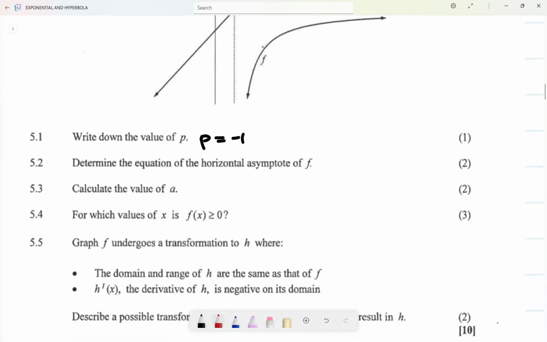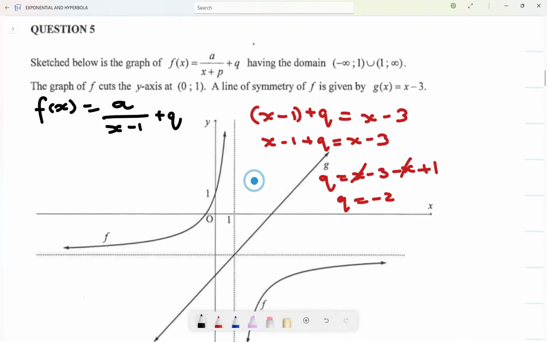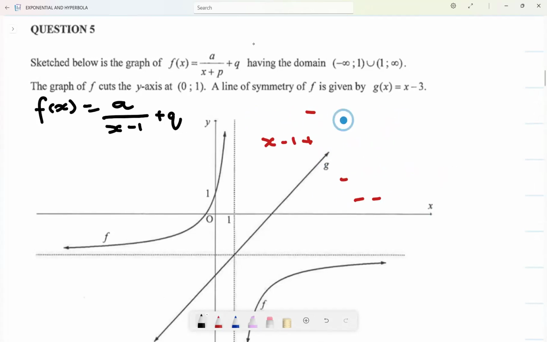The equation for the horizontal asymptote is q is equal to -2. So now I have a full equation. Not necessarily full, because I don't know the value of A as of yet. But I can find it.